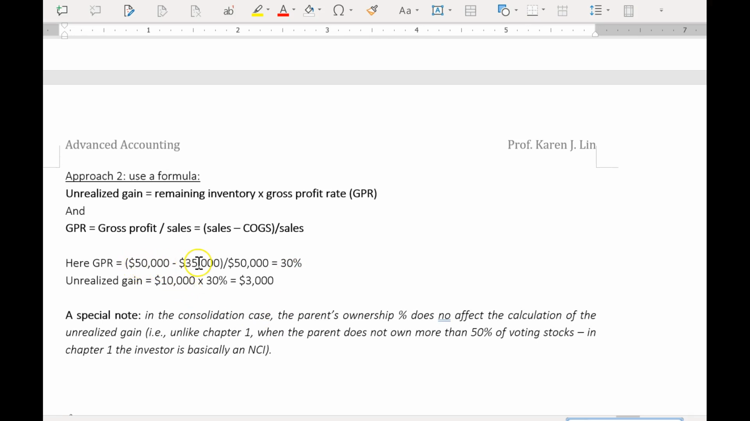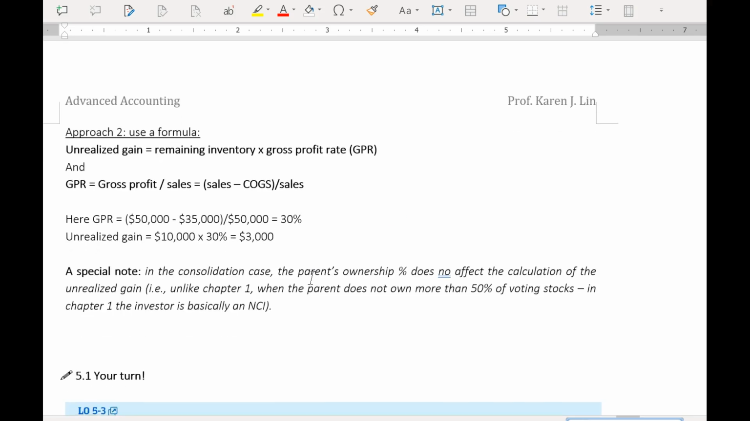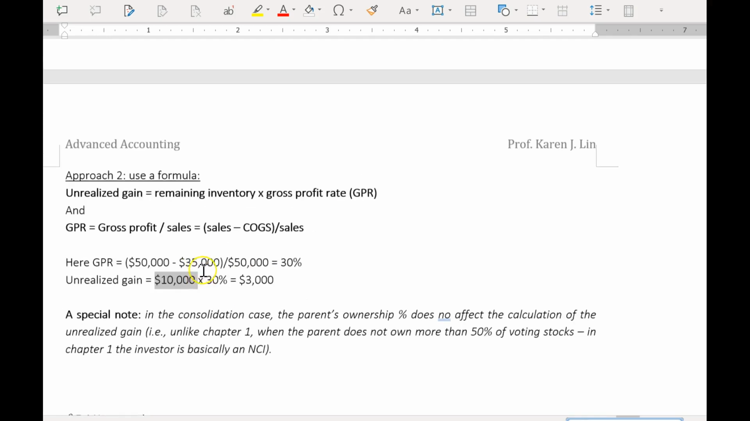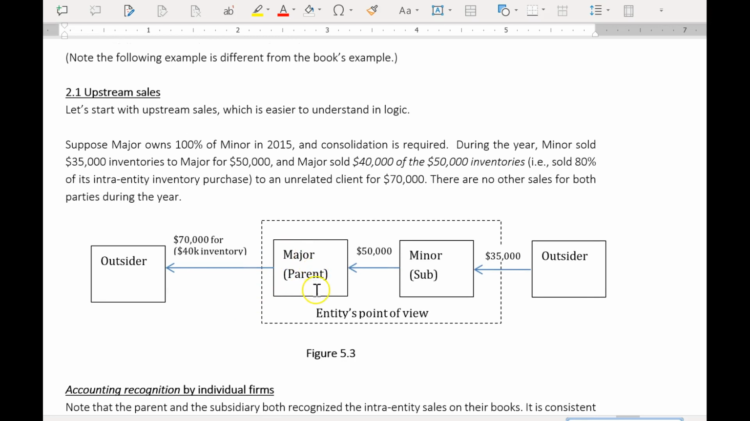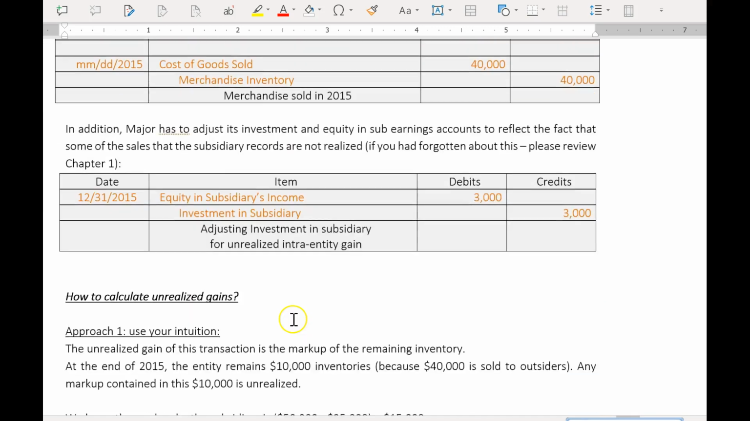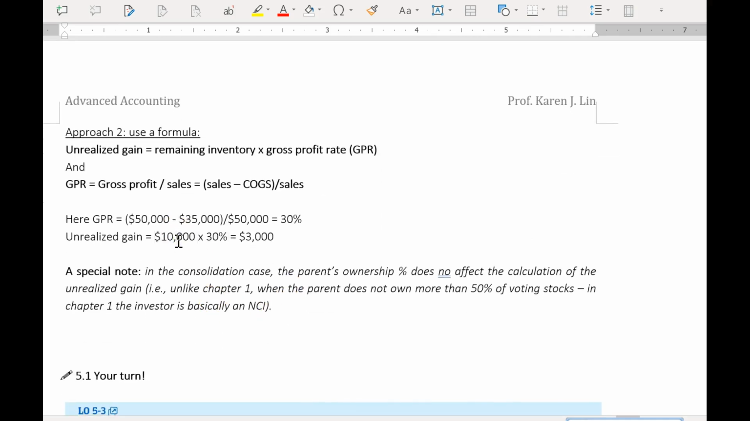So here, GPR is basically sales minus cost of goods sold by the seller, which in this case is the subsidiary, an upstream case. So sales minus cost of goods sold divided by sales, that's 30%. This means the subsidiary marked up its inventory 30% based on the sales price. And how much is the unrealized gain? We need to find out, in the $10,000 remaining inventory with the parent, because the parent sold 40,000 out of 50,000, how much markup based on sales price is contained in this 10,000.